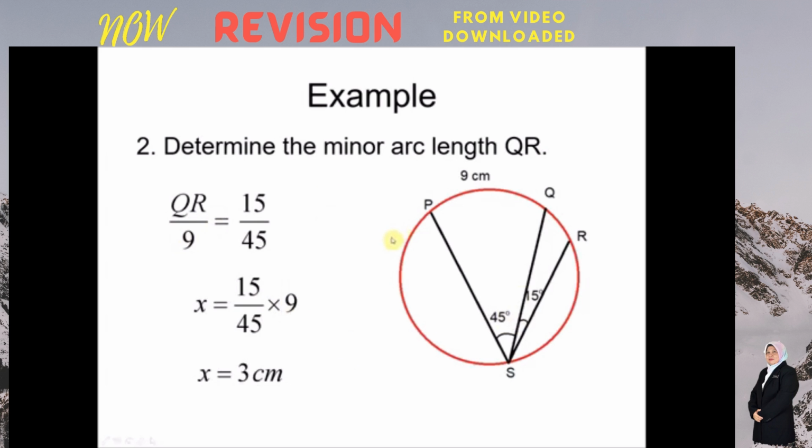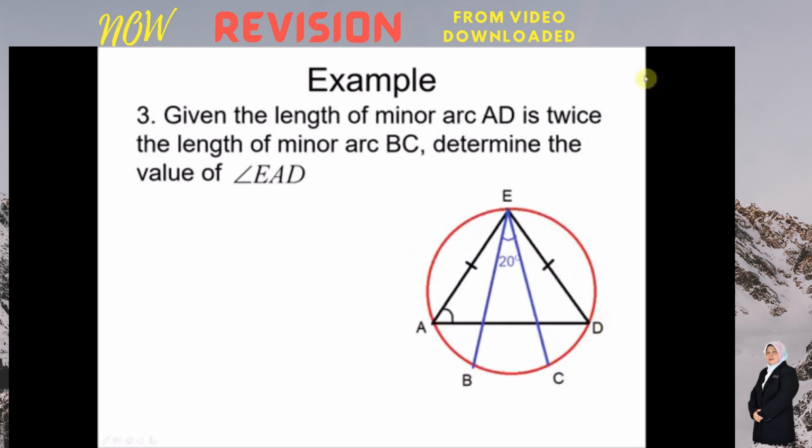And again, by using understanding, you can see that when the angle is 45 degrees, it is subtended by the arc of 9 centimeters. So when it is 15 degrees, 45 divided by 3 gives 15, hence 9 centimeters divided by 3 gives 3 centimeters. Okay, this is by understanding. We'll go to the next example here.